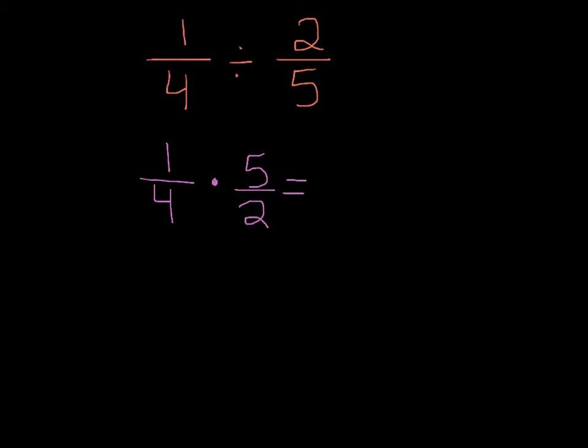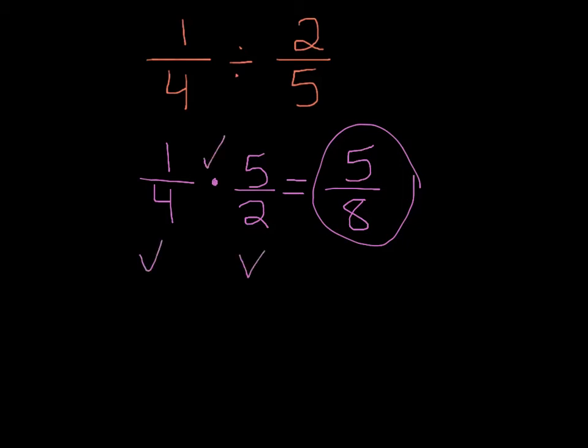So now we're back to multiplying fractions. 1 times 5 is 5, 4 times 2 is 8, and that's simplified. So there we go. Keep it, change it, and flip it. And then you just multiply and simplify.